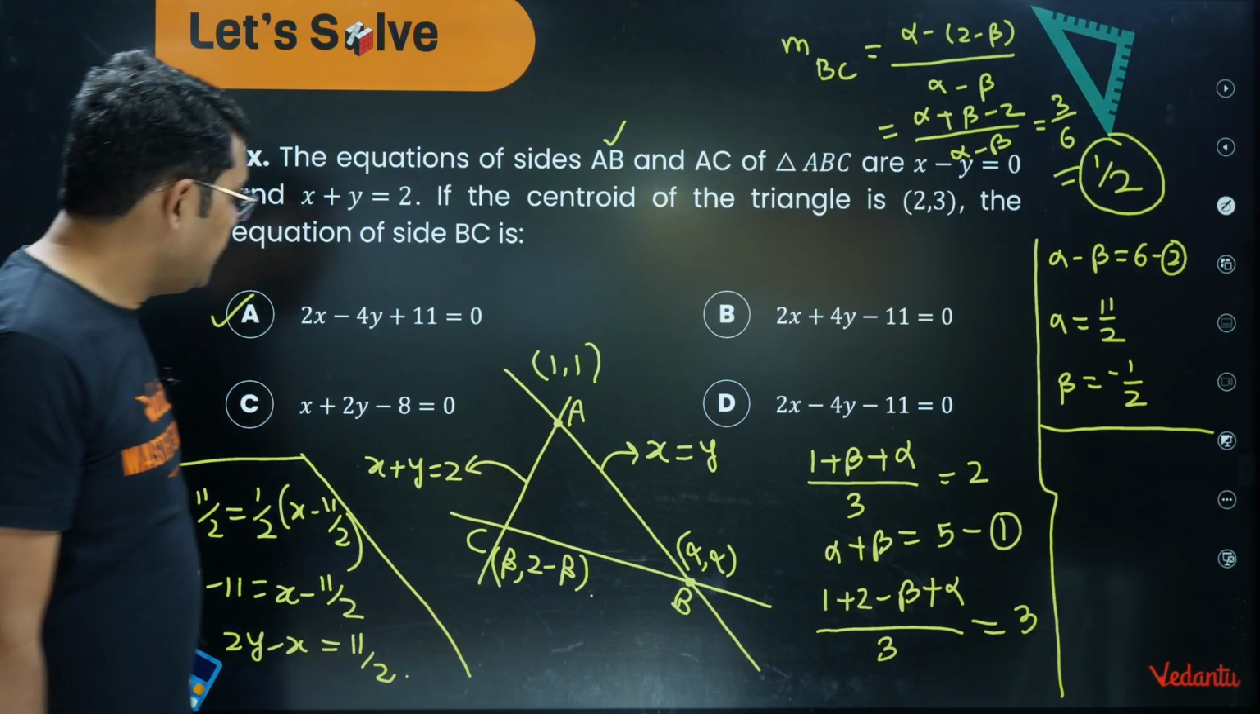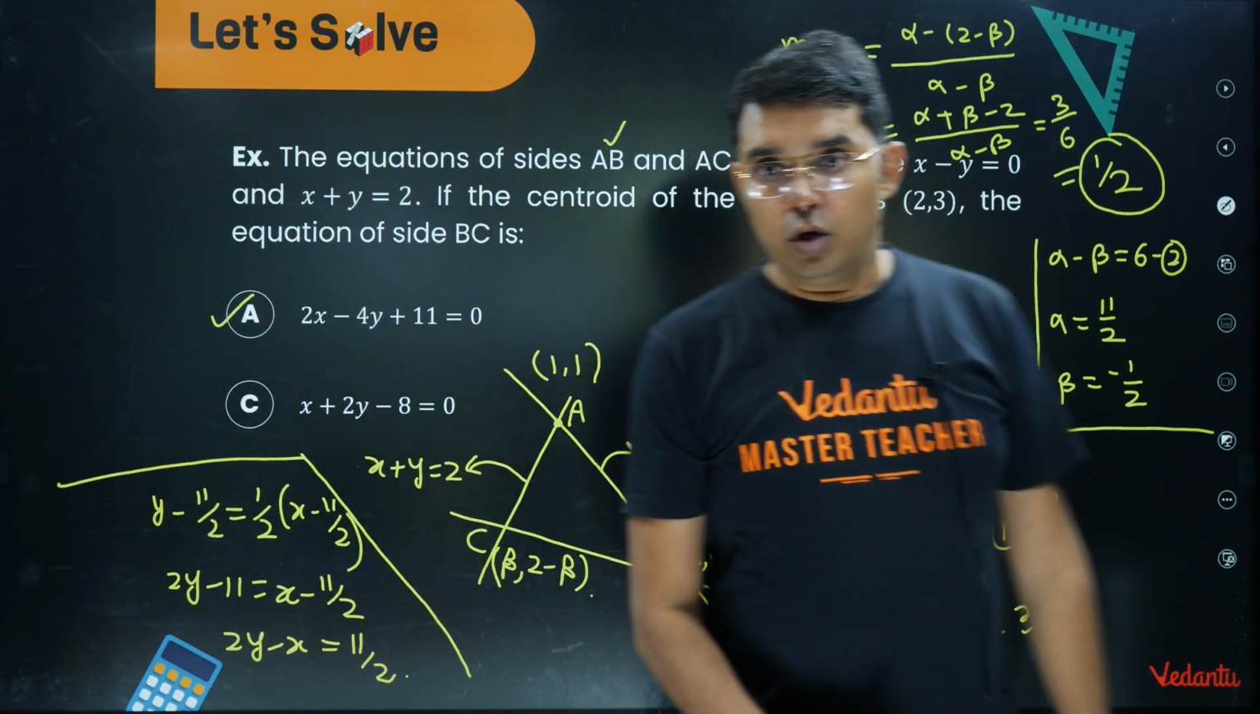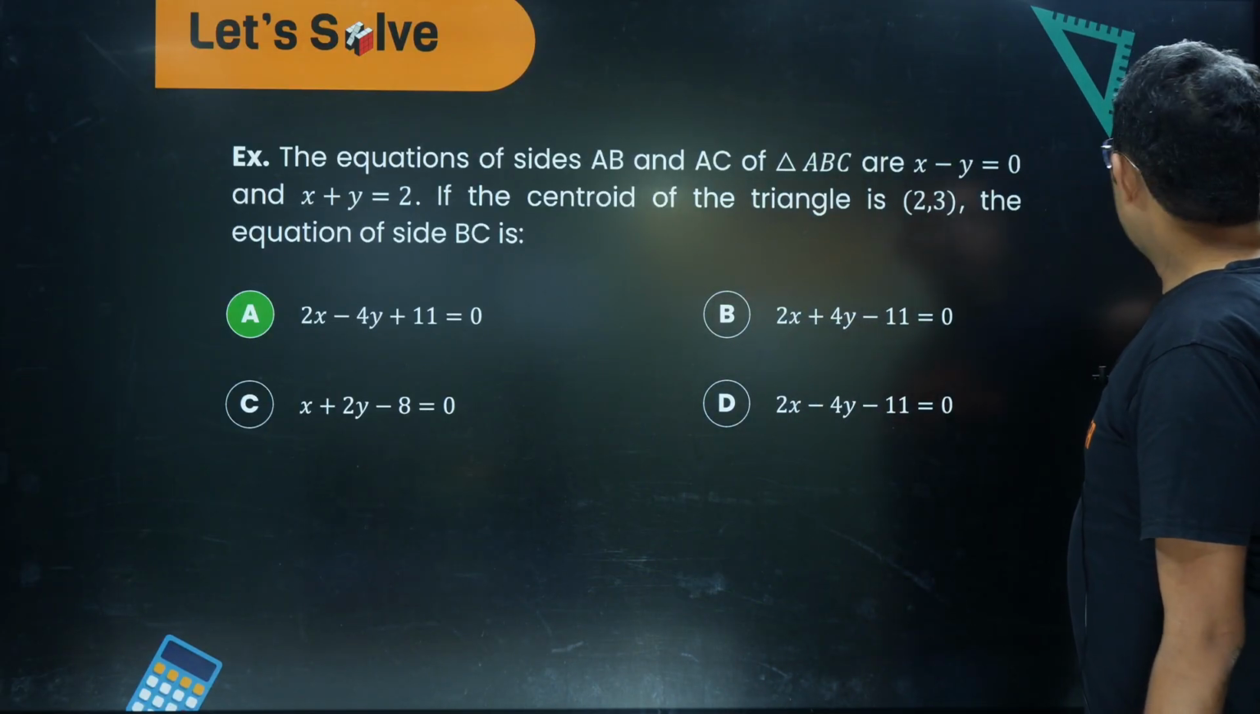Yeah, I think A is correct. This 11 by 2 comma 11 by 2 is satisfying here, not here. So the answer of this question should be A. Let me check. Yeah, correct.